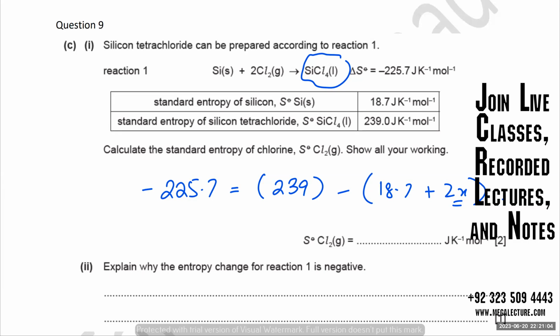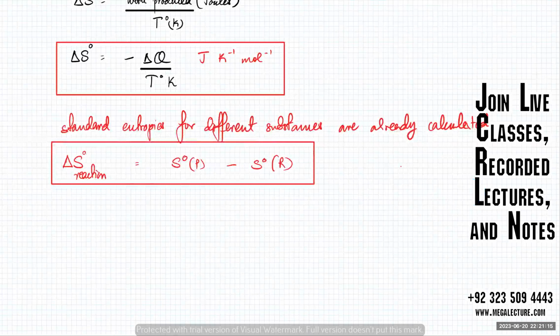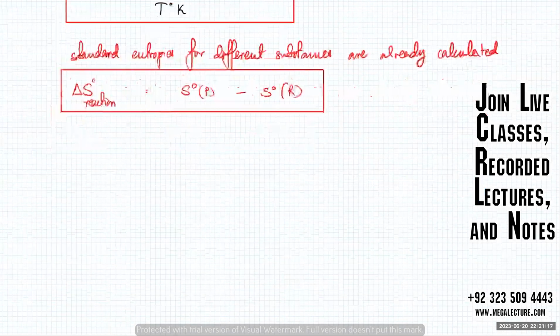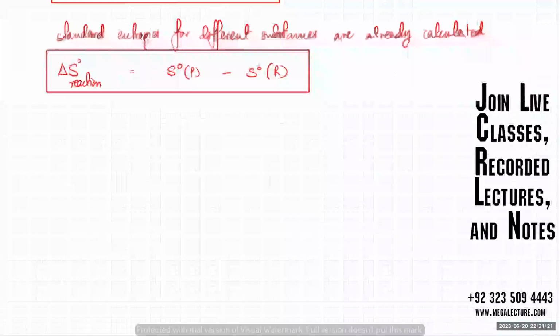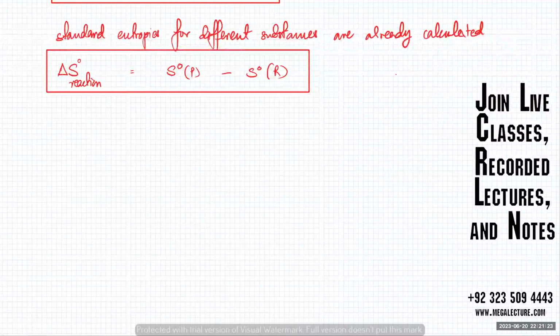223. So the answer is 223. Okay, that's it. The simple formula: product minus reactants. So now the last thing. You can figure out the entropy change. The entropies would be given to you. That's about it.